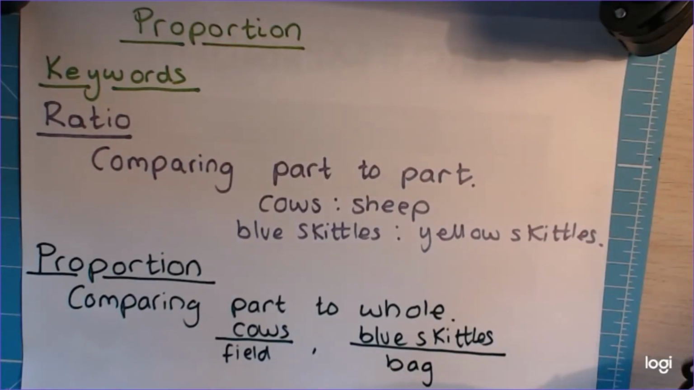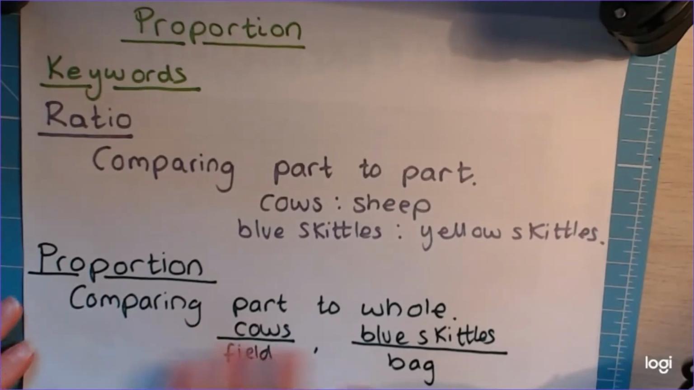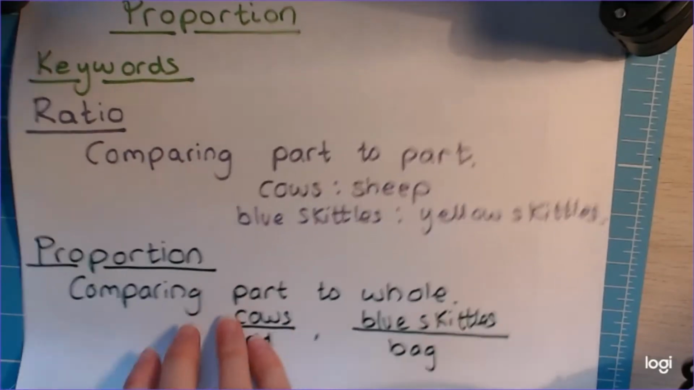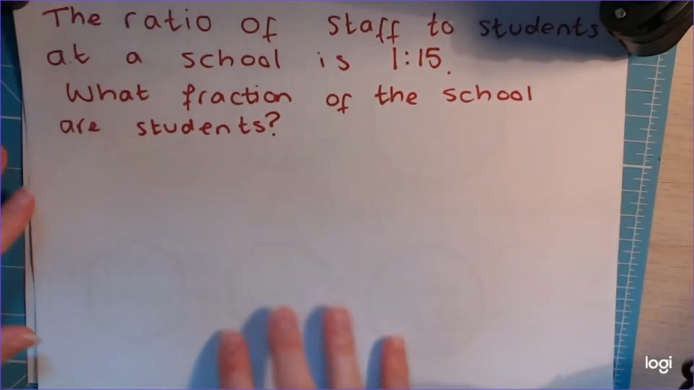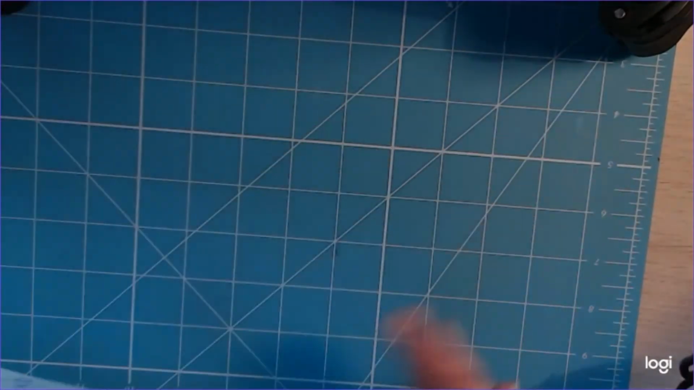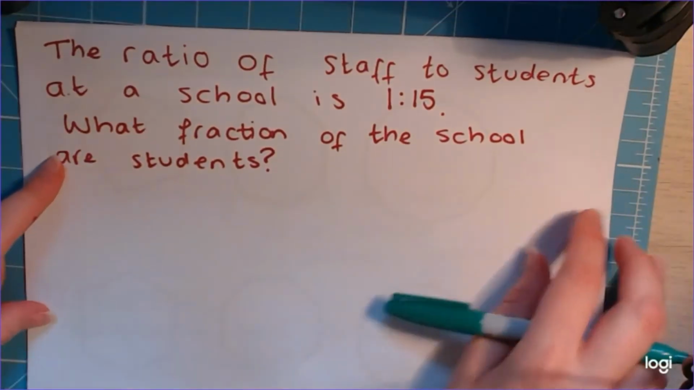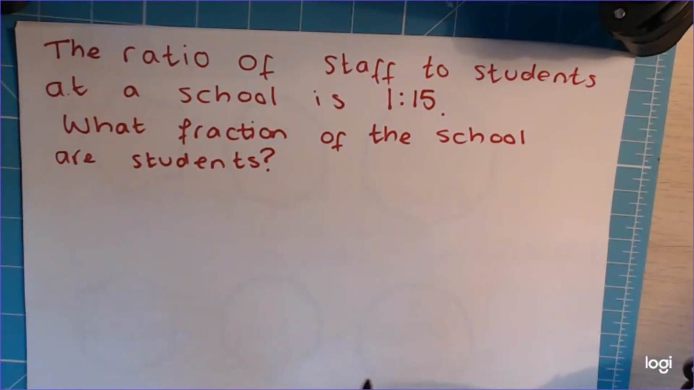And I've got some examples here for us to just have a quick try, as well as some for you to try at home. So make sure they're in your books, really useful notes. Now then, here's our first example. So the ratio, let me just line those up a bit clearer. There we are. The ratio of staff to students at a school is 1 to 15. What fraction of the school are students?